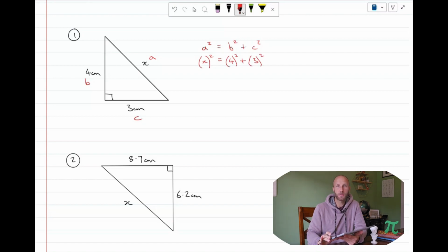And then once I've got it into the equation, like lots of maths, I can almost forget Pythagoras' theorem now, and I just need to solve equations. There's loads of videos that I've done on solving equations, so make sure you watch them because they will certainly help. But we need to manipulate this. Solve means get the x by itself.